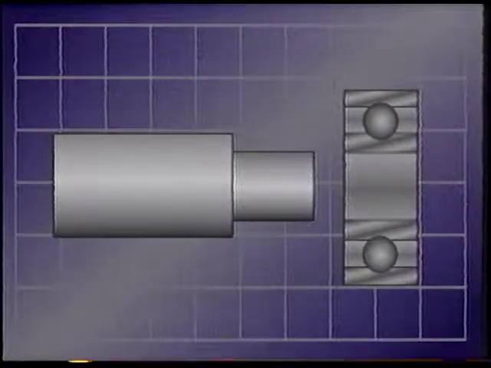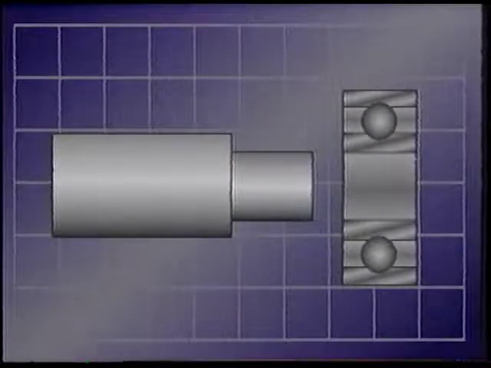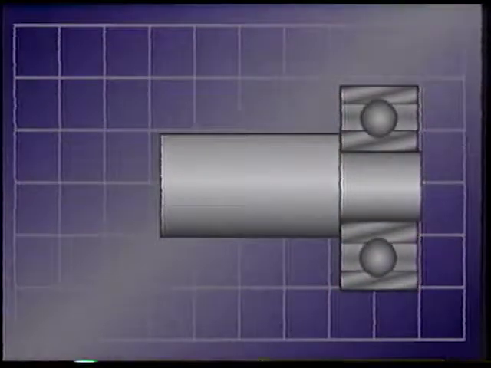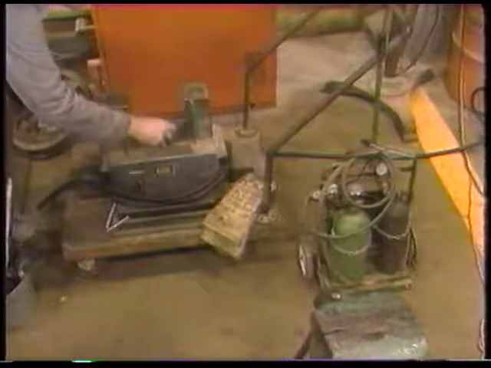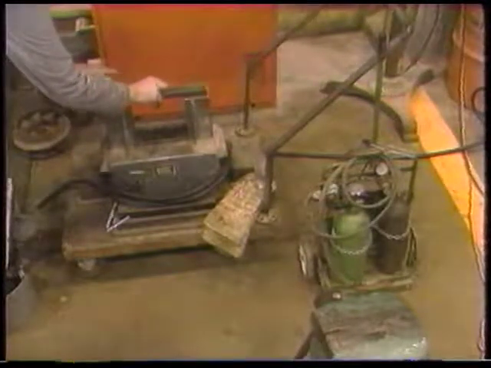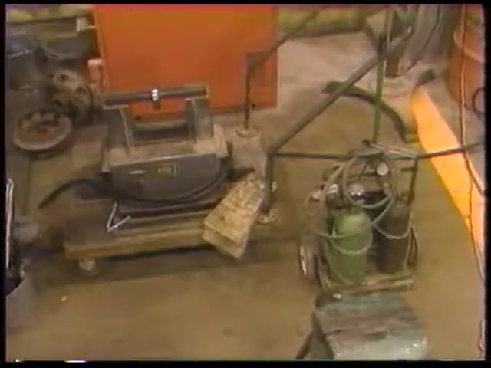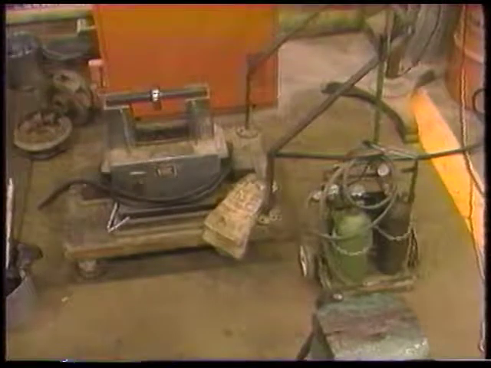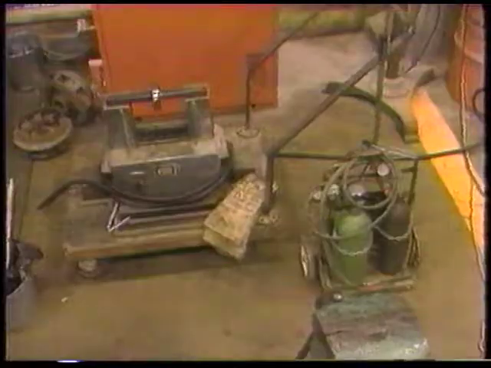Shrink fitting is another method of mounting bearings, particularly large bearings. In this procedure, the bearing is heated. This causes it to expand enough to allow it to be installed without using a press. As the bearing cools, it shrinks tightly around the shaft. The bearing must be heated slowly and evenly. You can use an induction heater, an electric oven, or an oil bath. The temperature should not exceed 230 degrees Fahrenheit.